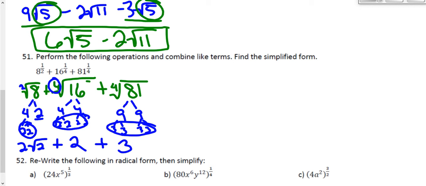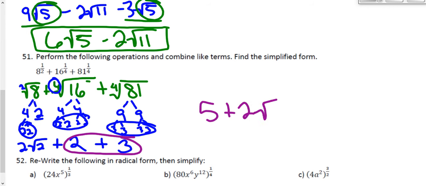Now remember, to add and subtract radicals, we have to have the same index and radicand, and the only things I have with the same index and radicand are these guys, because they have no index and no radicand. So I can combine these two numbers to get 5, and then 2 root 2 is the only one left. So that one can't combine with anything. So that guy's all done.